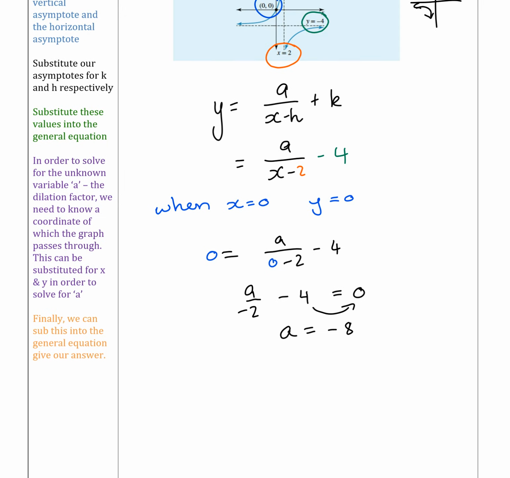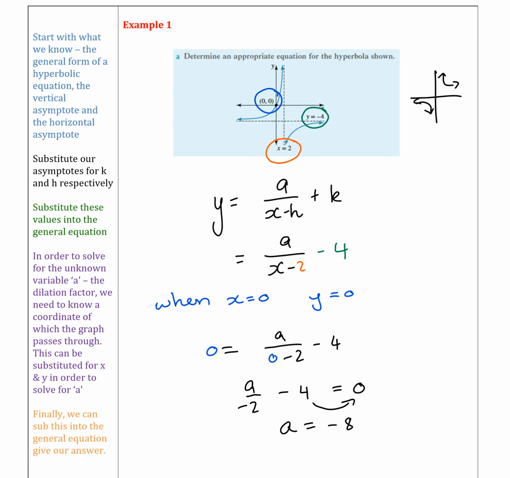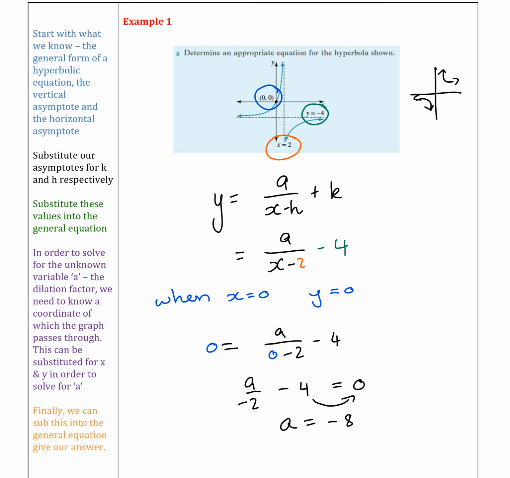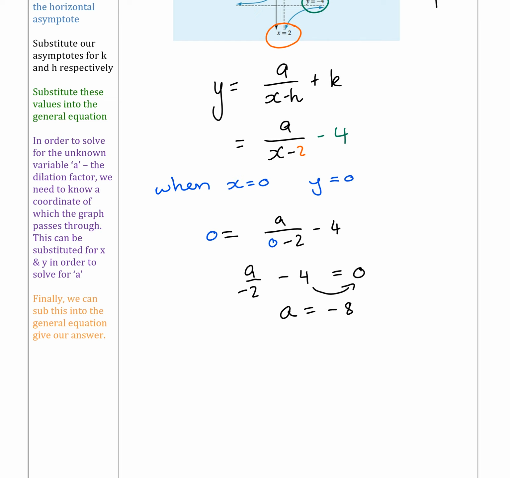Finally, it's important that we actually answer the question. The question wasn't find the dilation factor. The question was determine an appropriate equation. And so we would put that in context and say, okay, y equals negative 8 over x minus 2, minus 4.